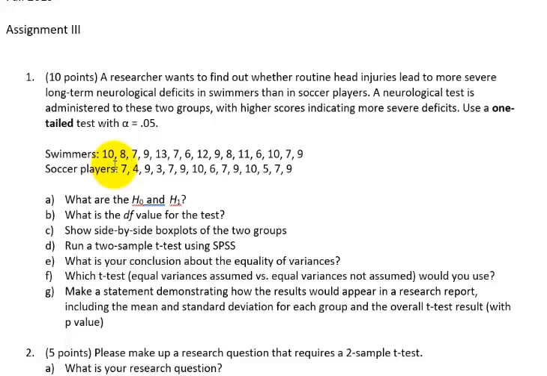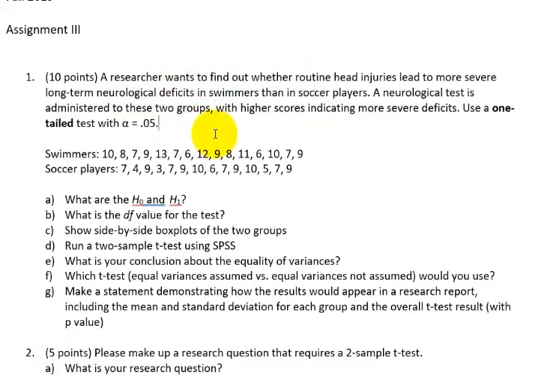A good example would be a researcher who wants to find out whether there's a significant difference between the number of head injuries between soccer players and swimmers. And it doesn't tell you who is higher and who is lower. That would be a great example of a two-tailed test. But in this one, they pick one, right? They say, are swimmers higher than soccer players? That makes it a one-tailed test.